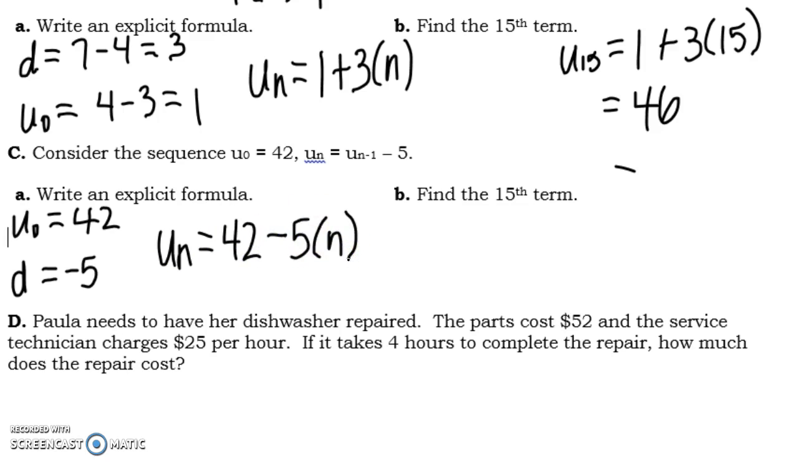Now I can write plus negative instead of minus 5, but minus 5 is, I think, simpler, so we want to keep this in simpler terms. If I want the 15th term, I just have to substitute 15 in for the n. 5 times 15 is 75. 42 minus 75 is negative 33.